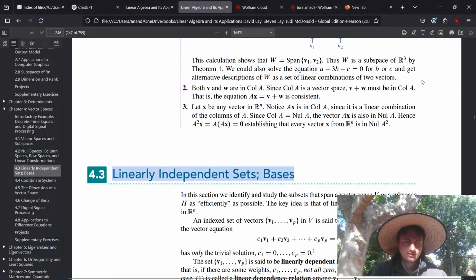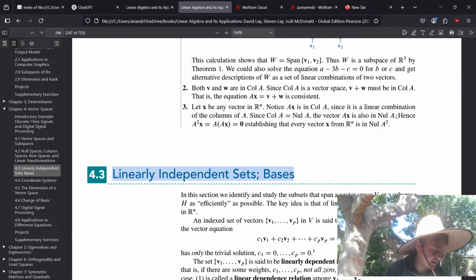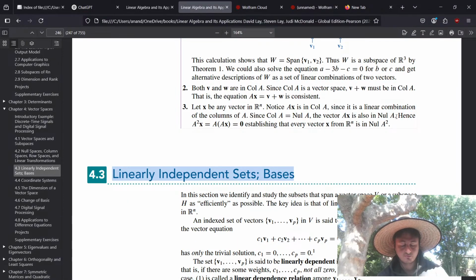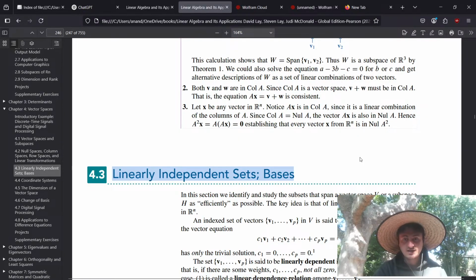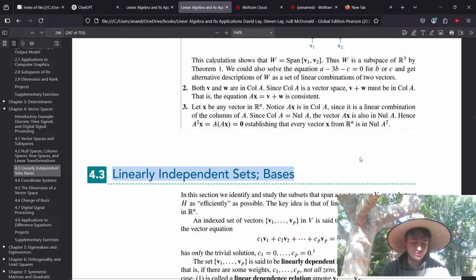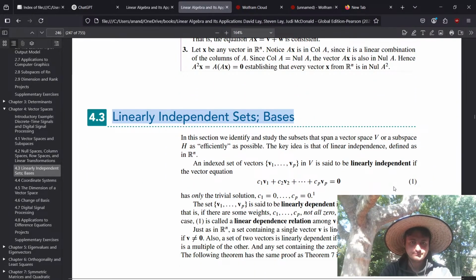Okay, so we're continuing on with chapter 4, which is finally introducing the main object of study in linear algebra, which is vector spaces. Now, this section is on linearly independent sets and bases. This whole chapter is generalizing what we learned about Rn, the real numbers in n dimensions, to abstract vector spaces, which were defined in 4.1.